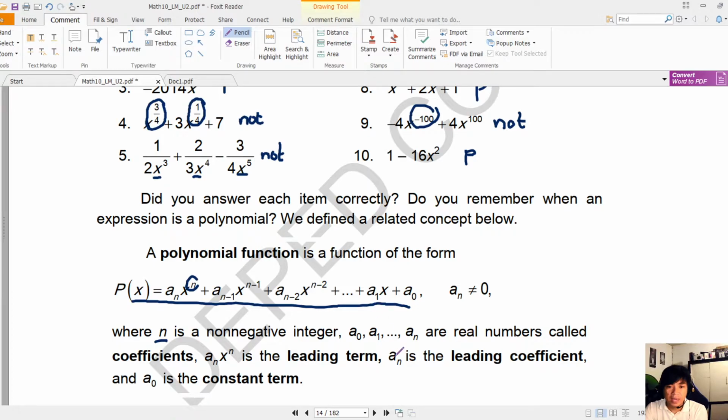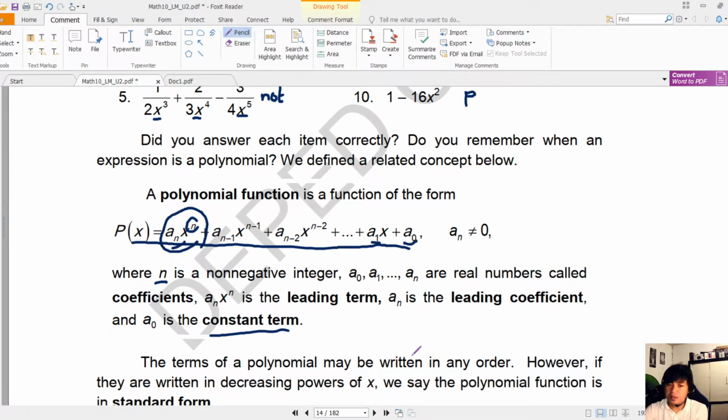A sub 0, A sub 1, A sub n are real numbers called the coefficients. So these are the coefficients. Yung A sub 0, ito A sub 0, A sub 1, and so on, A sub n are real numbers called the coefficients. A sub n, x to the n power, this one is the leading term. So ito yung mga parts, is the leading term. A sub n is the leading coefficient. And a sub 0 is the constant term. When we say constant term, it does not have a variable.